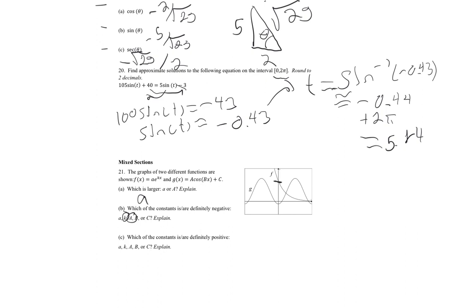And then for part C, which of them are definitely positive? And so lowercase a and capital C are definitely positive. Lowercase a is like what I talked about in part A, because it's the initial value of the exponential decay function and it starts above the x-axis, so we know that it has to be positive. And then we know that C has to be positive because it's the midline of the cosine graph, and it's approximately just somewhere around here, right? And wherever I draw that line, I know that's going to be positive, even if it's not exactly right there.